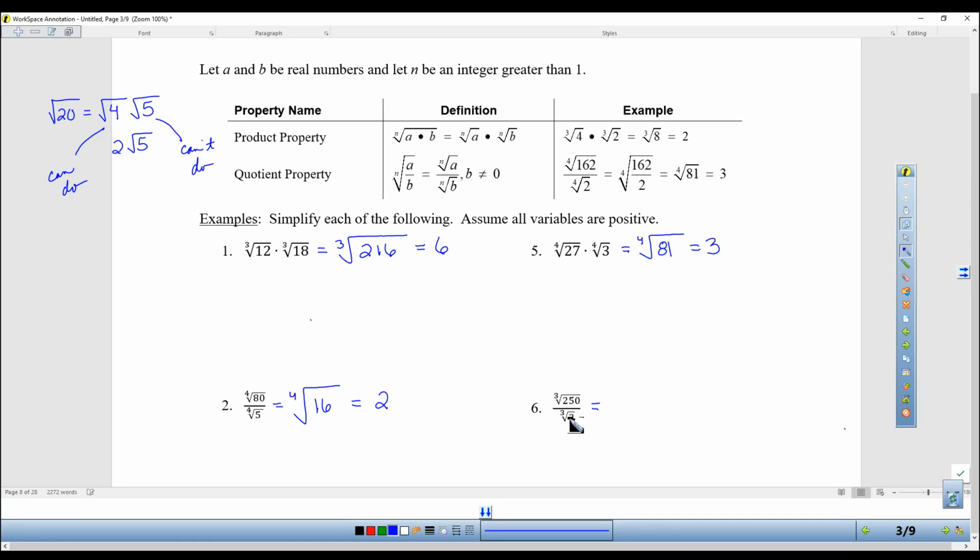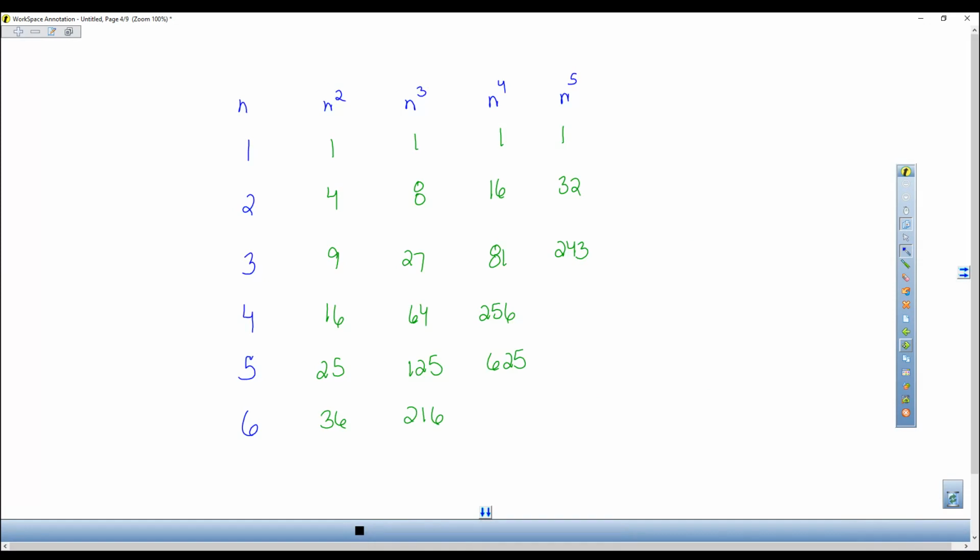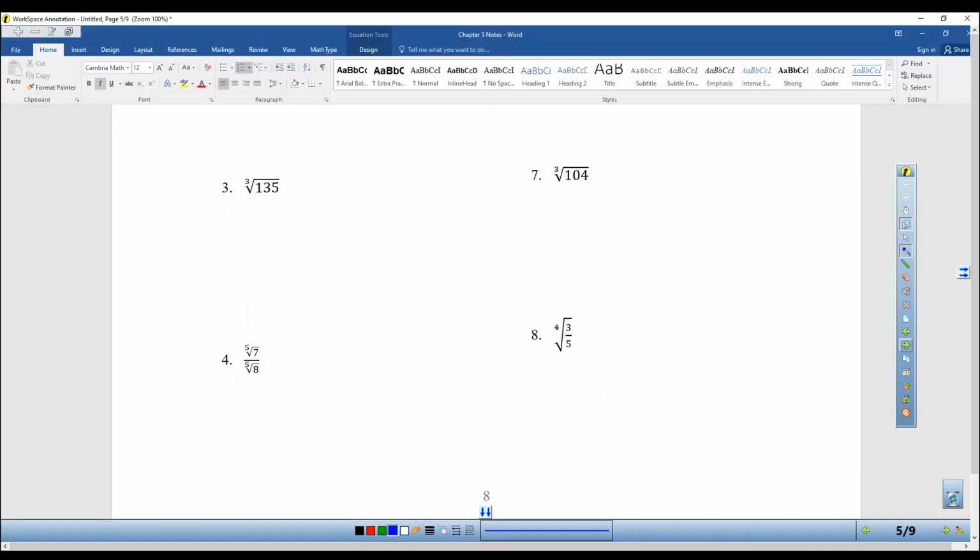These are both cube roots, so I can put them together as a single cube root. 250 divided by 2 is 125. And that is also a perfect cube. So I get an answer of 5. Obviously, they're not all going to work out that way. So let's do some that don't.